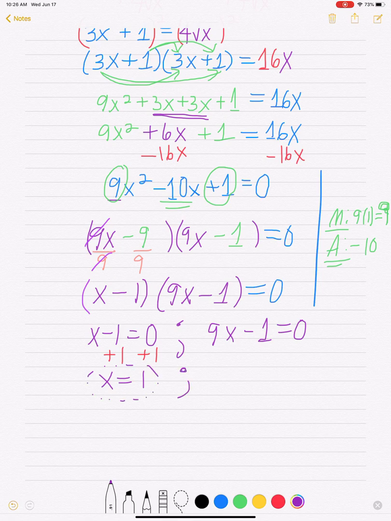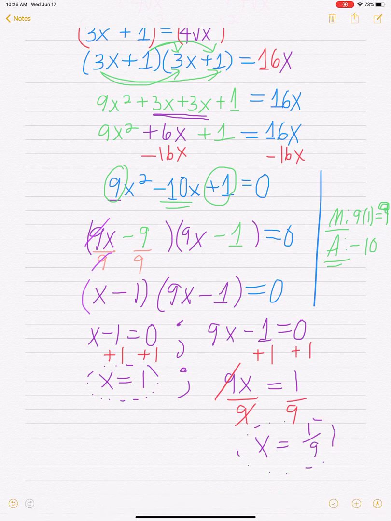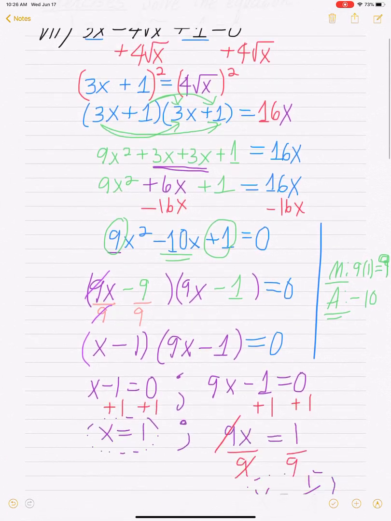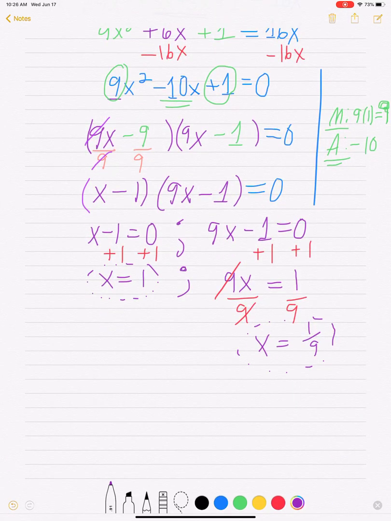And in the next equation, 9x minus 1, we're going to add a 1 to both sides, and we're going to get 9x equals 1, and then we're going to divide both sides by 9. The 9's will cancel, and we'll get x equals 1/9 potentially. The thing is, do these check out? That's the big question. So we're going to have to plug them back into the original equation. A check step.